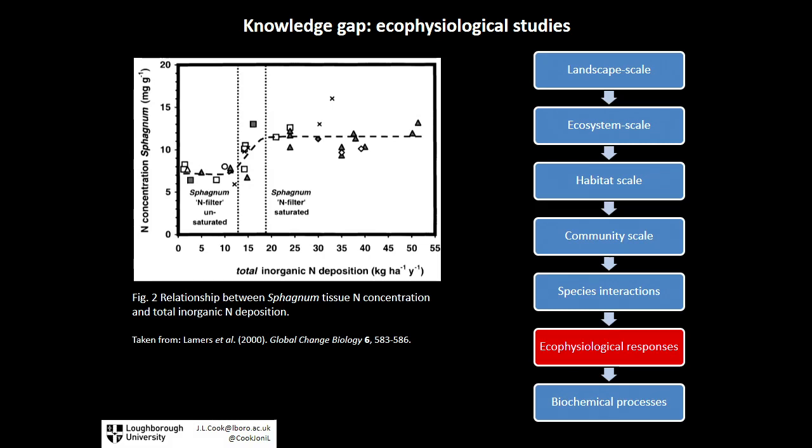So Joni's looking at the ecophysiological responses of these plants. We know quite a lot about species interactions and community scale responses, but the individual plant responses we know less about. So it's quite a nice thing to look at. In peatlands, you add nitrogen to them and they change. You get species composition shifts. You get changes in interactions between species.